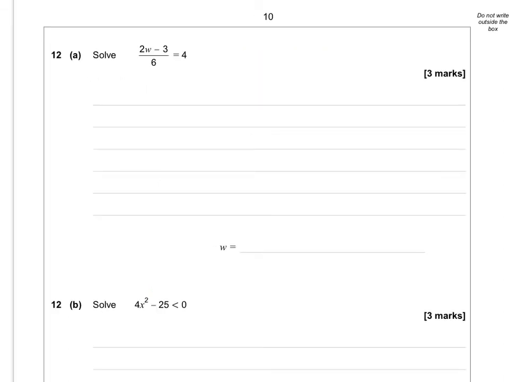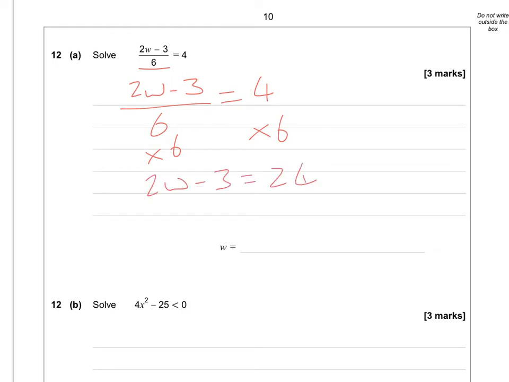Question 12 is solving an equation. Now the common mistake here is doing the wrong thing first. So if I look at this question, because it's got a divide, everything is divided by 6, the first thing that I actually need to do is to multiply both sides by 6. So I'm going to multiply both sides by 6 first. So this then gives me 2w minus 3 equals 24.